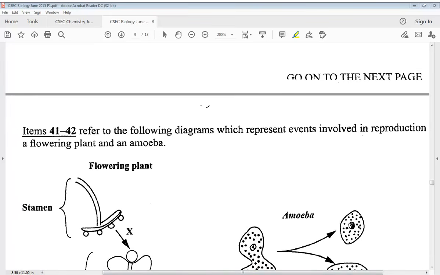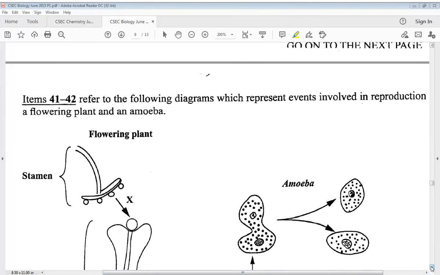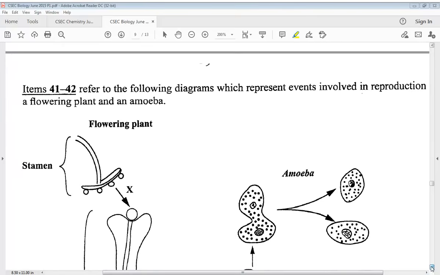So items 41 to 42 refer to the following diagrams, which represent events involving reproduction in a flowering plant and an amoeba.